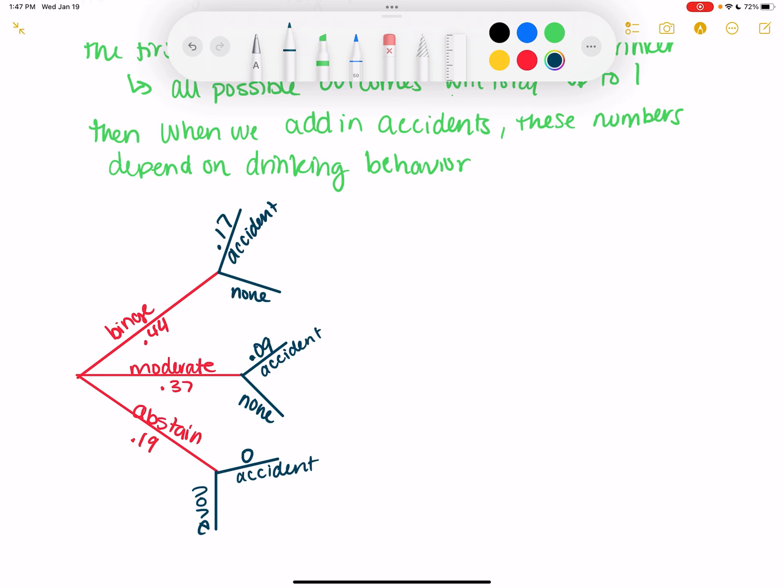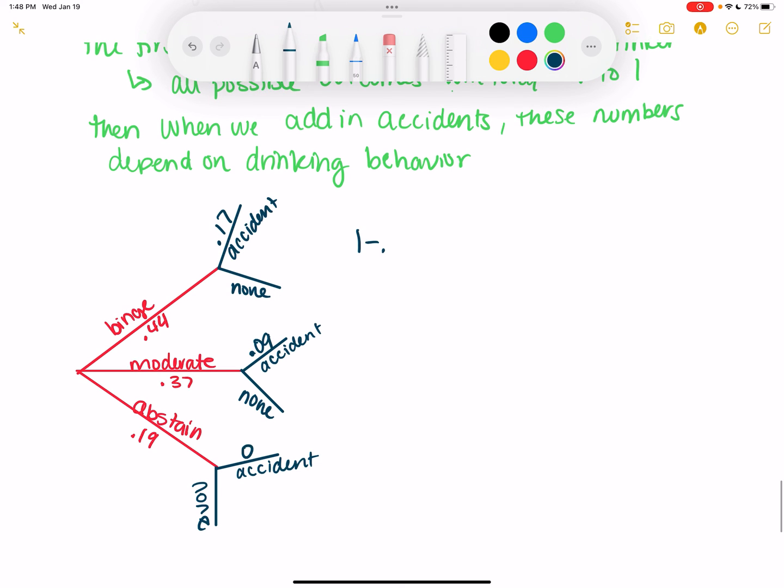Yeah, that makes sense. So we said that all the branches that are red, those numbers have to add up to equal 1. The branches that come off of each one have to add up to equal 1. So the 2 branches for accident and none have to equal 1. So we're going to do 1 minus whatever number we have to get the none part of it, so that they didn't have an accident. So 1 minus 0.17 is 0.83.